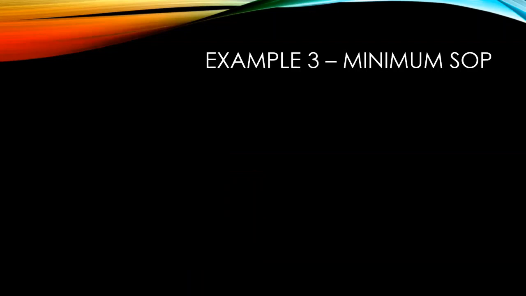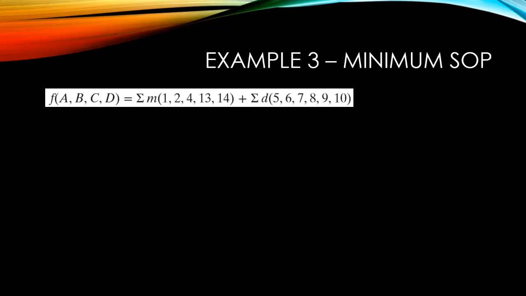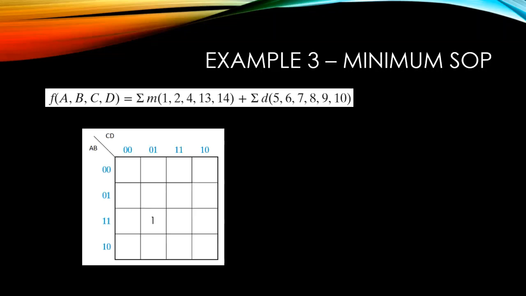Another example, example 3. So we have minterms 1, 2, 4, 13, 14, don't cares 5, 6, 7, 8, 9, 10, and 4 variables, A, B, C, D. So again, 4 by 4, AB for the row, CD for the column. So this is 1, 2, 4, 13, and 14. And for the don't cares, 5, 6, 7, 8, 9, and 10.